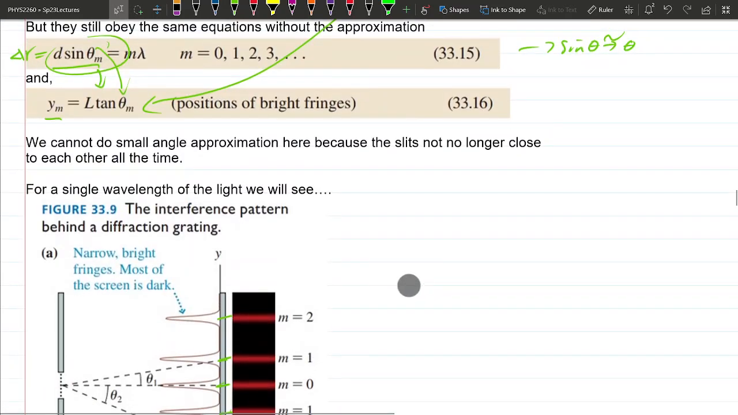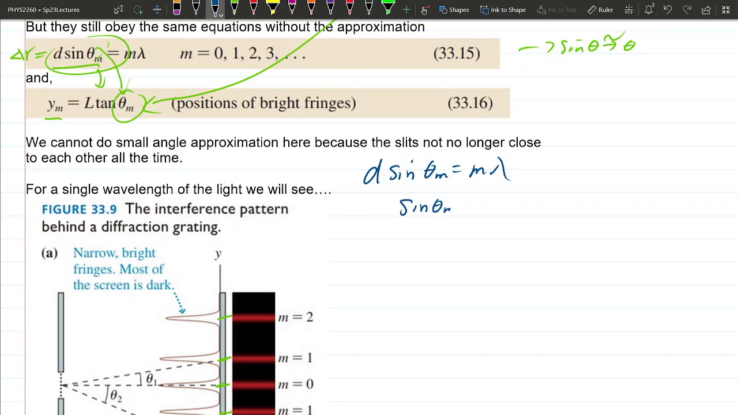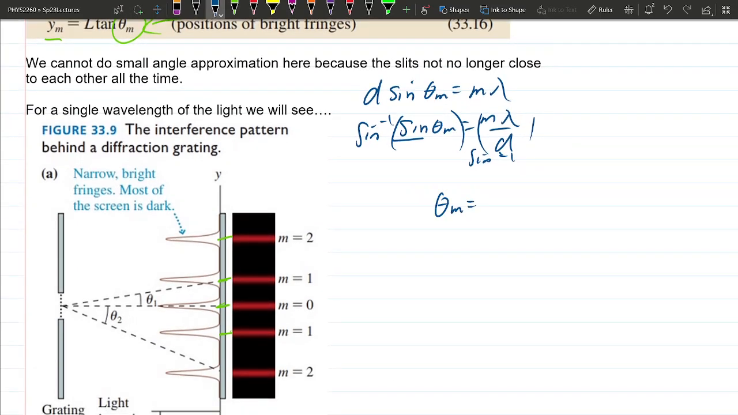If we want to figure out this function, where y sub m is a function of all the other variables, what we need to do is solve this equation up here for theta sub m first. So if I copy down the equation, sine theta sub m equals m lambda divided by d. Since this is a sine function, I do an inverse sine of both sides in order to get the theta out. So theta sub m is actually the inverse sine function of m lambda divided by d.